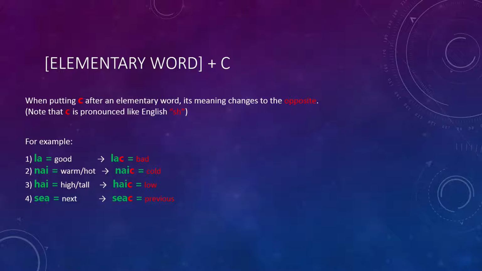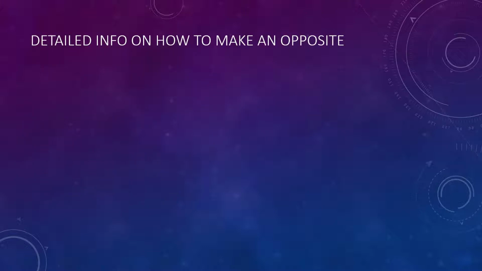So it's pretty straightforward, right? You take any elementary word and put sh after it. Well, not any, because not all elementary words have an opposite, and that's what we're going to discuss next, right? So let's see detailed info on how to make an opposite.